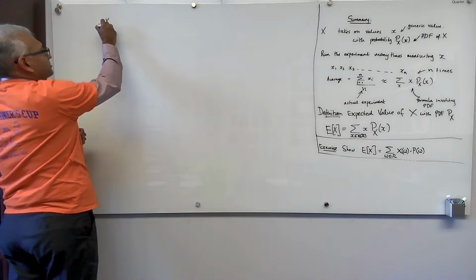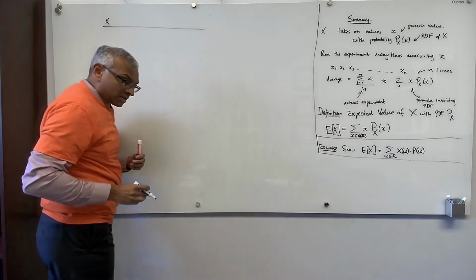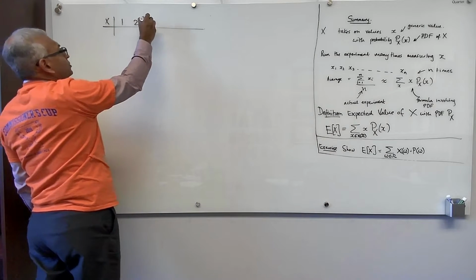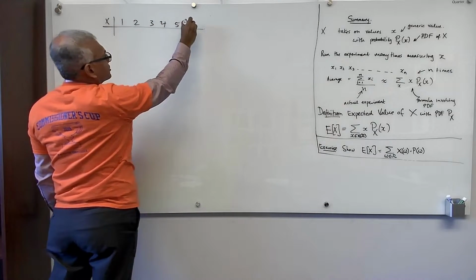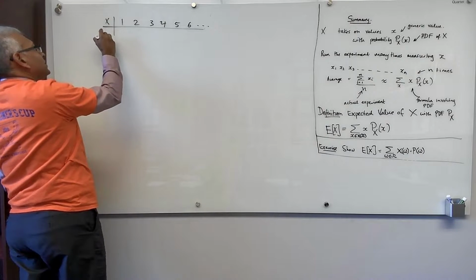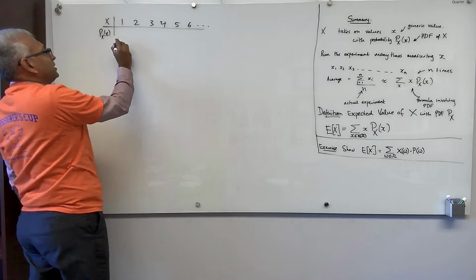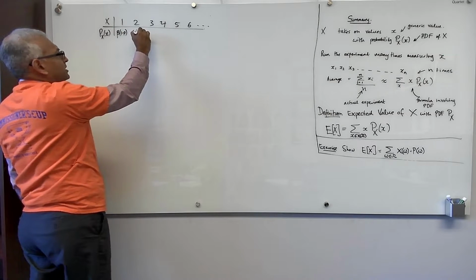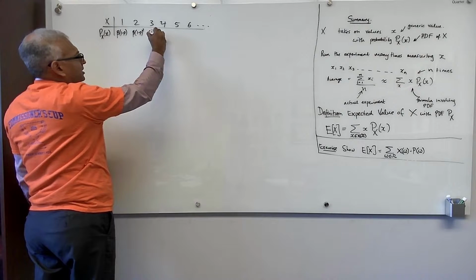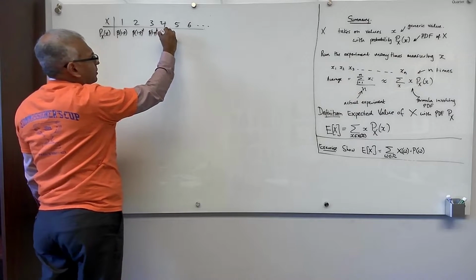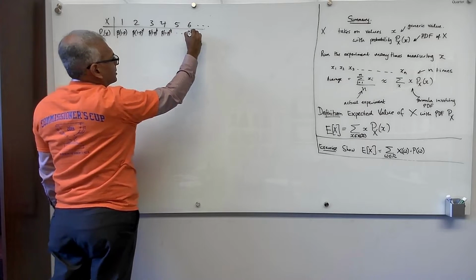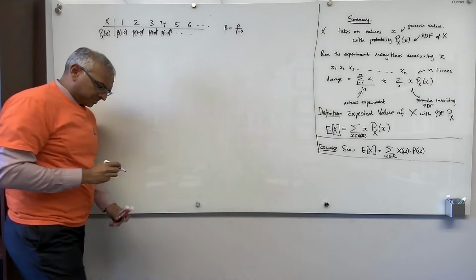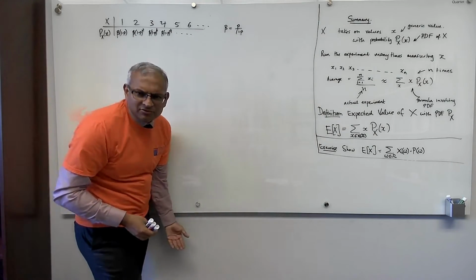The possible values for the waiting time, how long you might wait, are 1, 2, 3, 4, 5, 6, and so on. And the probability to wait that long is beta times 1 minus p, beta times 1 minus p squared, beta times 1 minus p cubed, beta times 1 minus p to the fourth, and so on, where beta is equal to p over 1 minus p. It's just a constant. So we take the expected value using the formula.